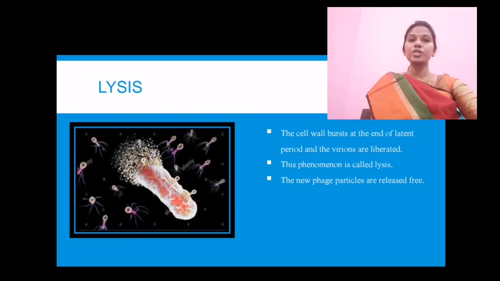The last stage in the multiplication of the bacteriophage is lysis. As many phages have been produced, the bacterial cell wall ruptures and the phage particles are released free. Each phage particle in turn infects other bacterium, and the cycle continues.